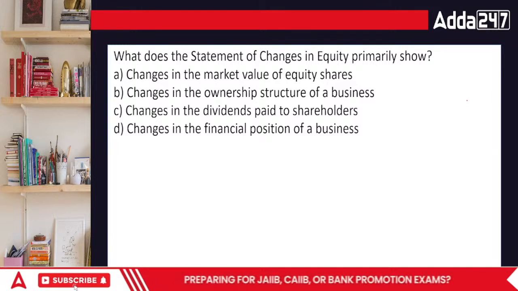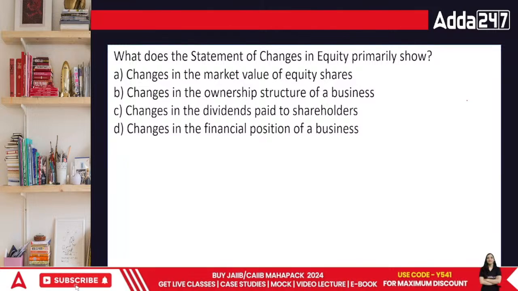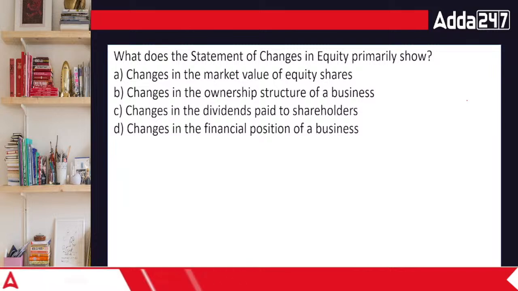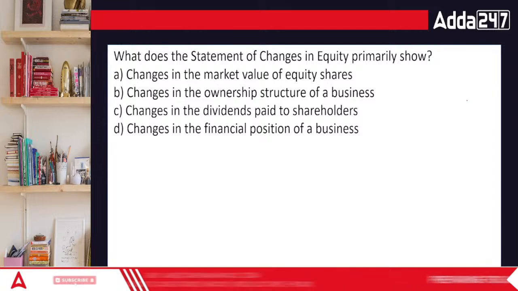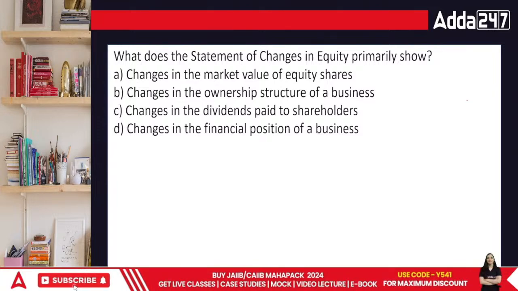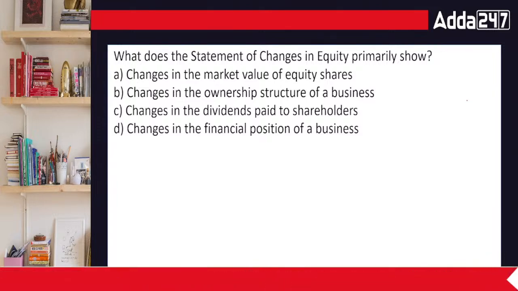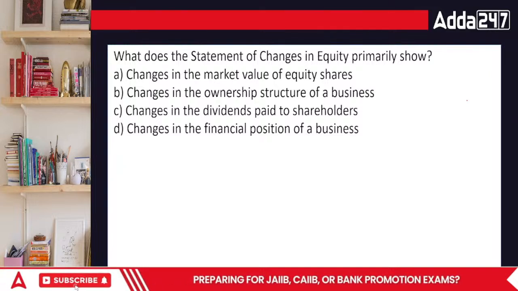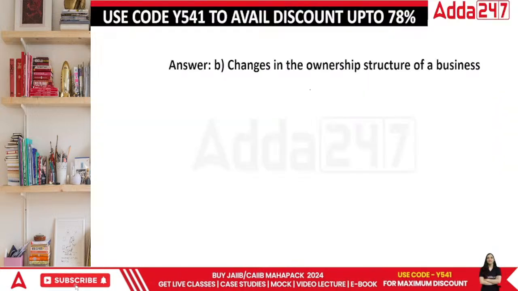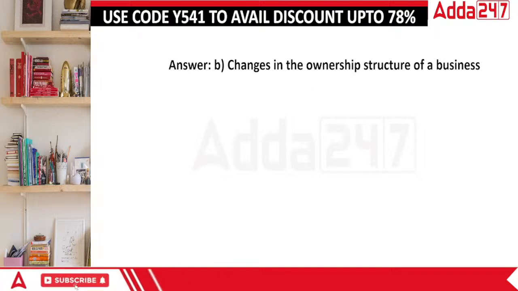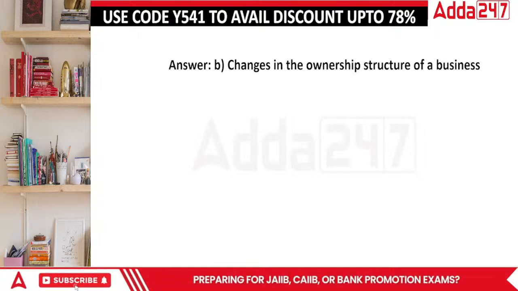What does the statement of changes in equity primarily show? Changes in the market value of the equity shares, changes in the ownership structure of a business, changes in the dividend paid to the shareholders, or changes in financial position of a business. We're looking at the statement of changes in equity. As we just talked about, this will look at only the ownership structure. Someone had more shares, someone had fewer shares. It notes that particular area. That is what it notes down.